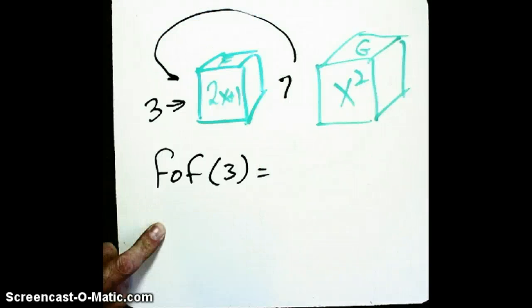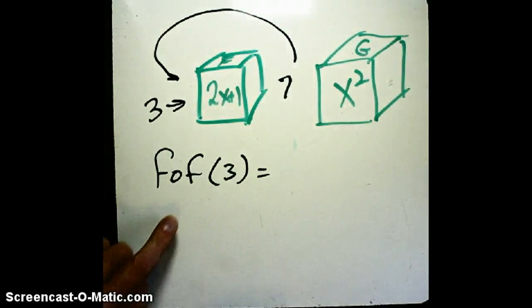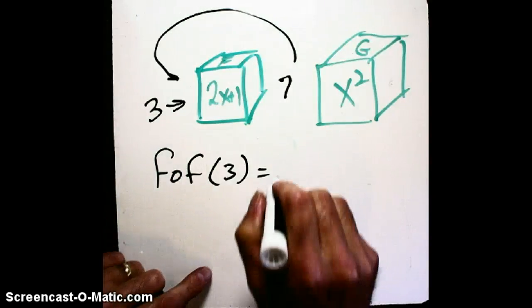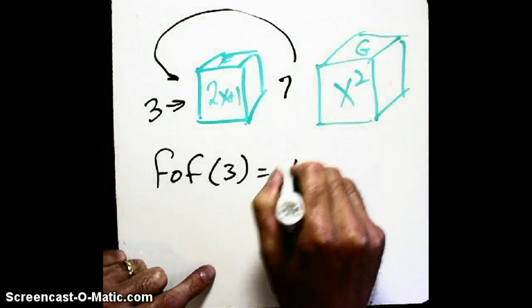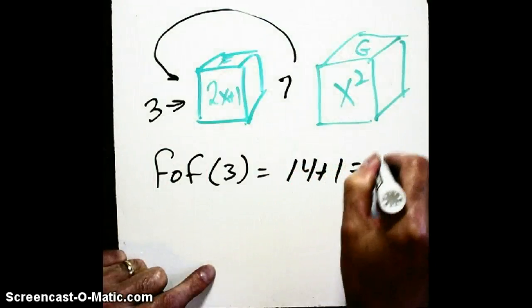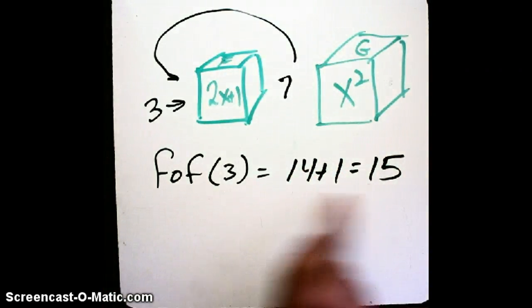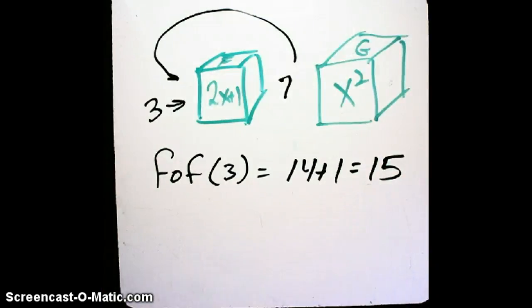I'm going to put that 7 in again. So what's that going to be? I'm going to put the 7 into the function again, and this time that's going to be 2 times 7, which is 14, plus 1 is 15. So F composite F of 3 is 15. All right, so does that make sense? I hope it does.